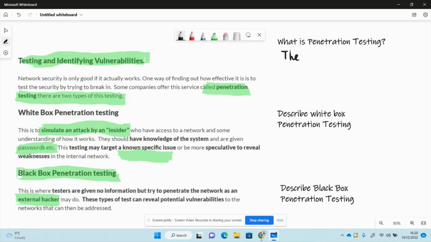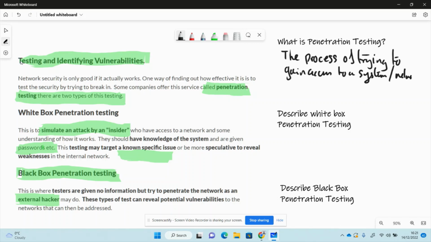it is the process of trying to gain access to a system or network to reveal any security flaws or weaknesses. So that might be a description of what penetration testing is.